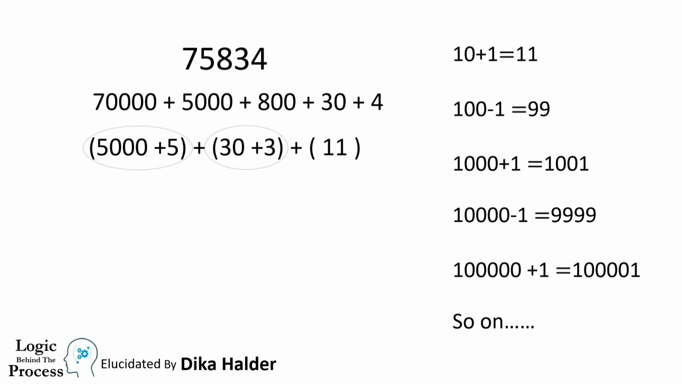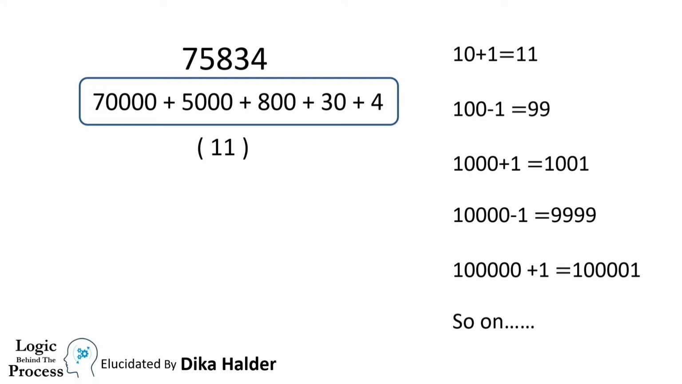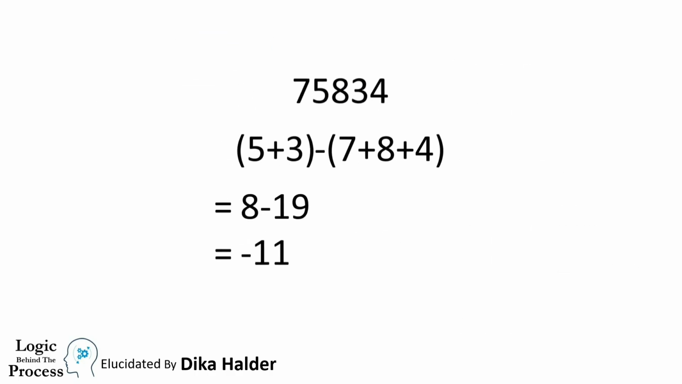Now we know these two are divisible by 11 and we have 11 remaining. Now whether we can divide or not, everything depends on this number, and 11 is divisible. So we can see every part of 75,834 is divisible by 11. That means this number is also divisible by 11. And if we look closely, we will see this 11 is nothing but the difference of the sum of digits at even places and odd places.